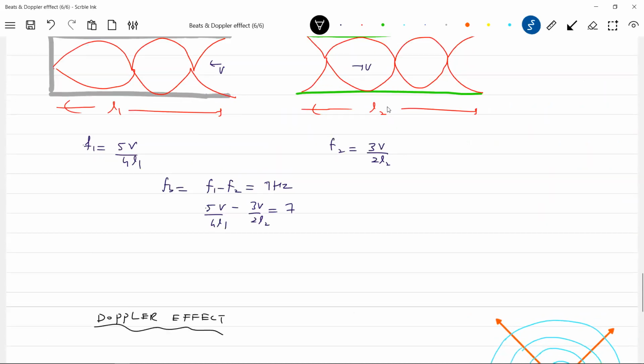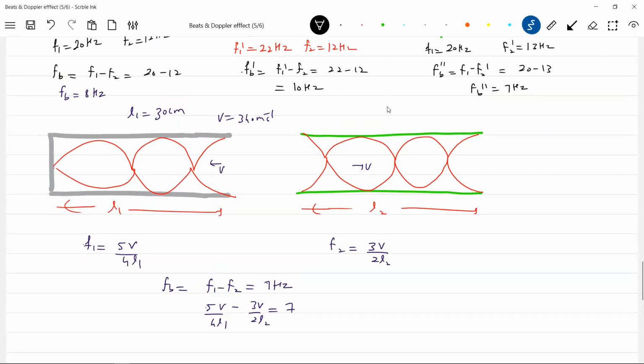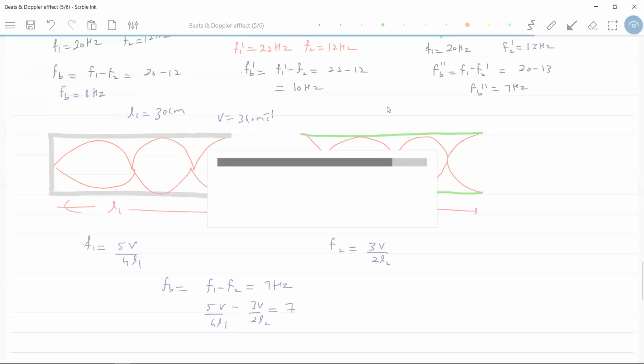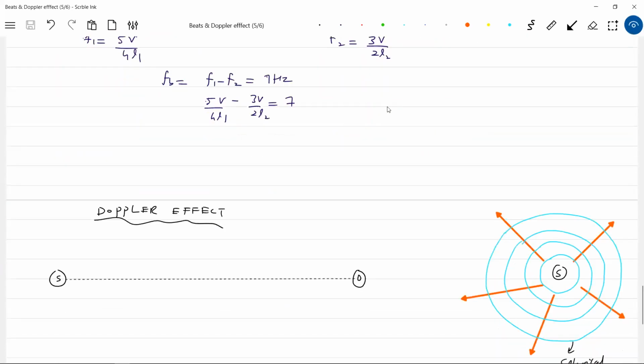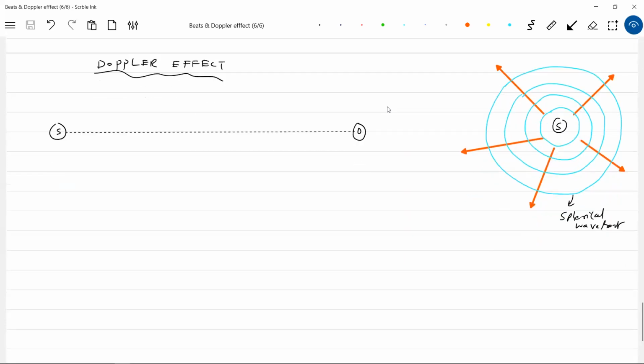I'll bring them together. So this will generate a sound. They will undergo superposition. See, with an organ pipe, when you play it, the sound energy escapes from the organ pipe, so they undergo superposition. The energy will come out of the organ pipe. Now this is a spherical wavefront.